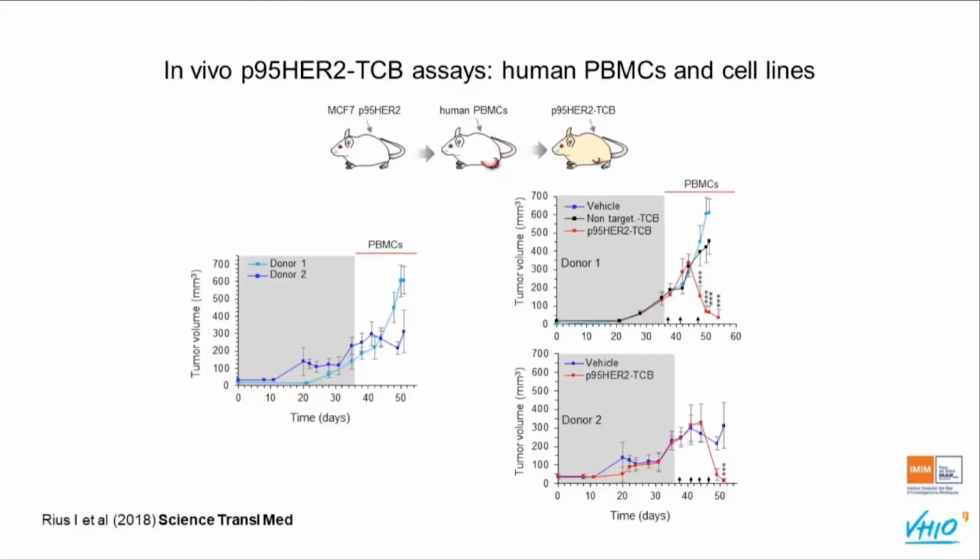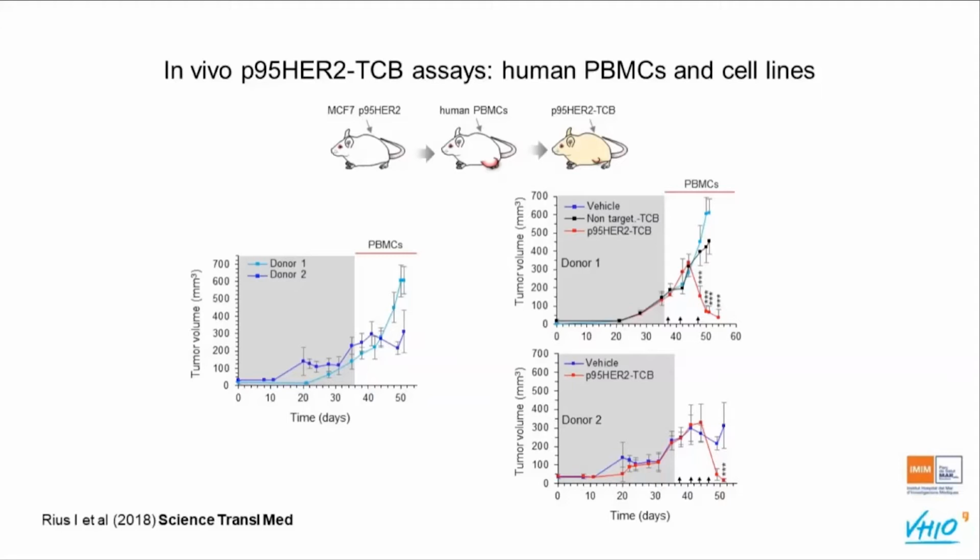The only issue that we had to address is that in this case we used MCF7, a cell line overexpressing P95HER2. And as you can see, depending on the donor of the PBMCs, we saw some kind of rejection of the tumor, that was probably due to mismatch in the HLA of this specific cell line and the specific donor. So it's a good idea to use different donors, because the degree of mismatch and therefore of rejection of the tumor may be different.